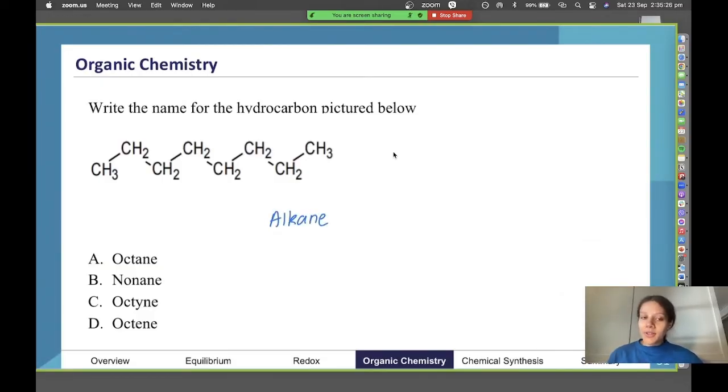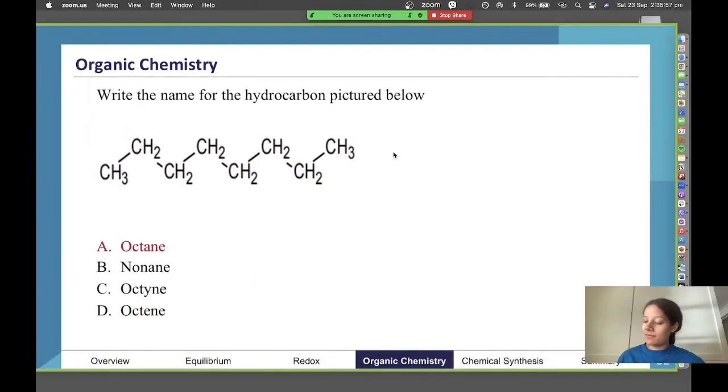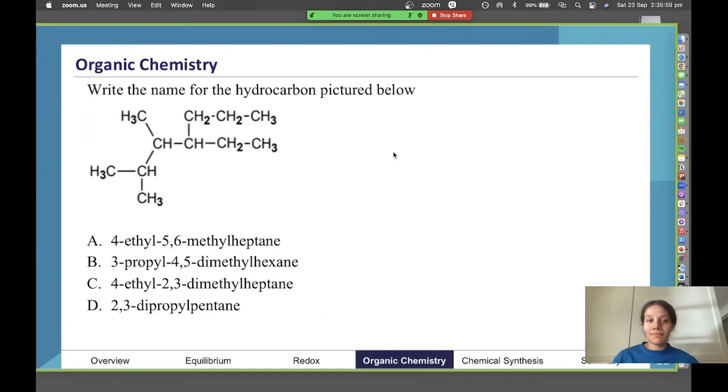So looking at the answer options, we can already rule out octyne and octene because we don't have an alkyne with a triple bond in it, and we don't have an octene with a double carbon bond either. So now the only difference between octane and nonane is how many carbons are in that chain. So here we have 1, 2, 3, 4, 5, 6, 7, 8. So 8 means we're going to have the prefix oct, and that's going to be octane. So that's how A is our correct answer there. So yeah, we have octane.